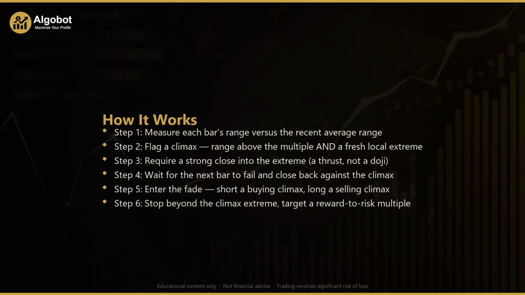The stop loss is placed just beyond the climax extreme, with a small buffer set by the stop buffer percentage, so risk is structural and price-derived. The take profit is then projected as the reward-to-risk multiple of that stop distance, 2 times by default. The EA holds one position at a time, and the stop and target manage the exit from there.